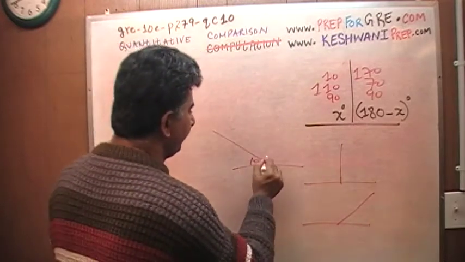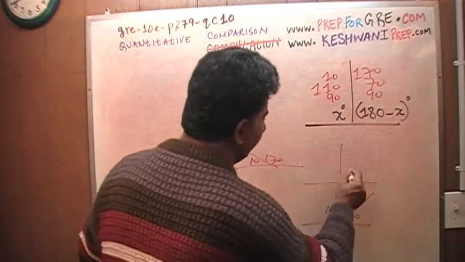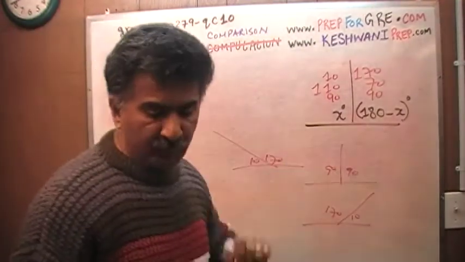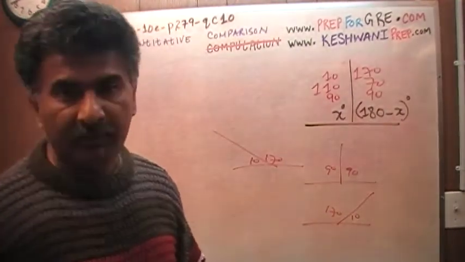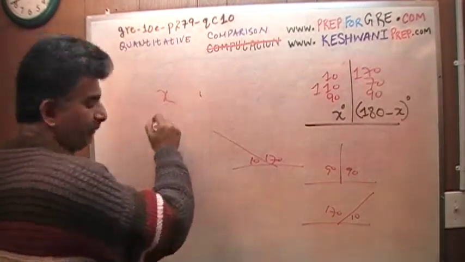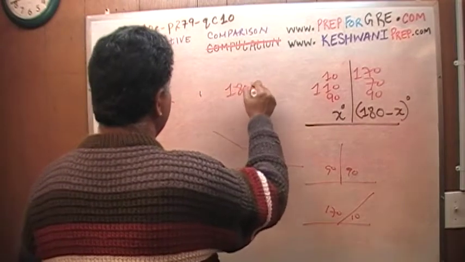This might be only 10 degrees, this might be 170 degrees, this might be 10 degrees and this might be 170 degrees, this might be 90 and this might be 90. We really can't tell anything about the two angles based on the picture that is given to us, and therefore the answer is D. The answer is D, because they want you to compare x versus 180 minus x.